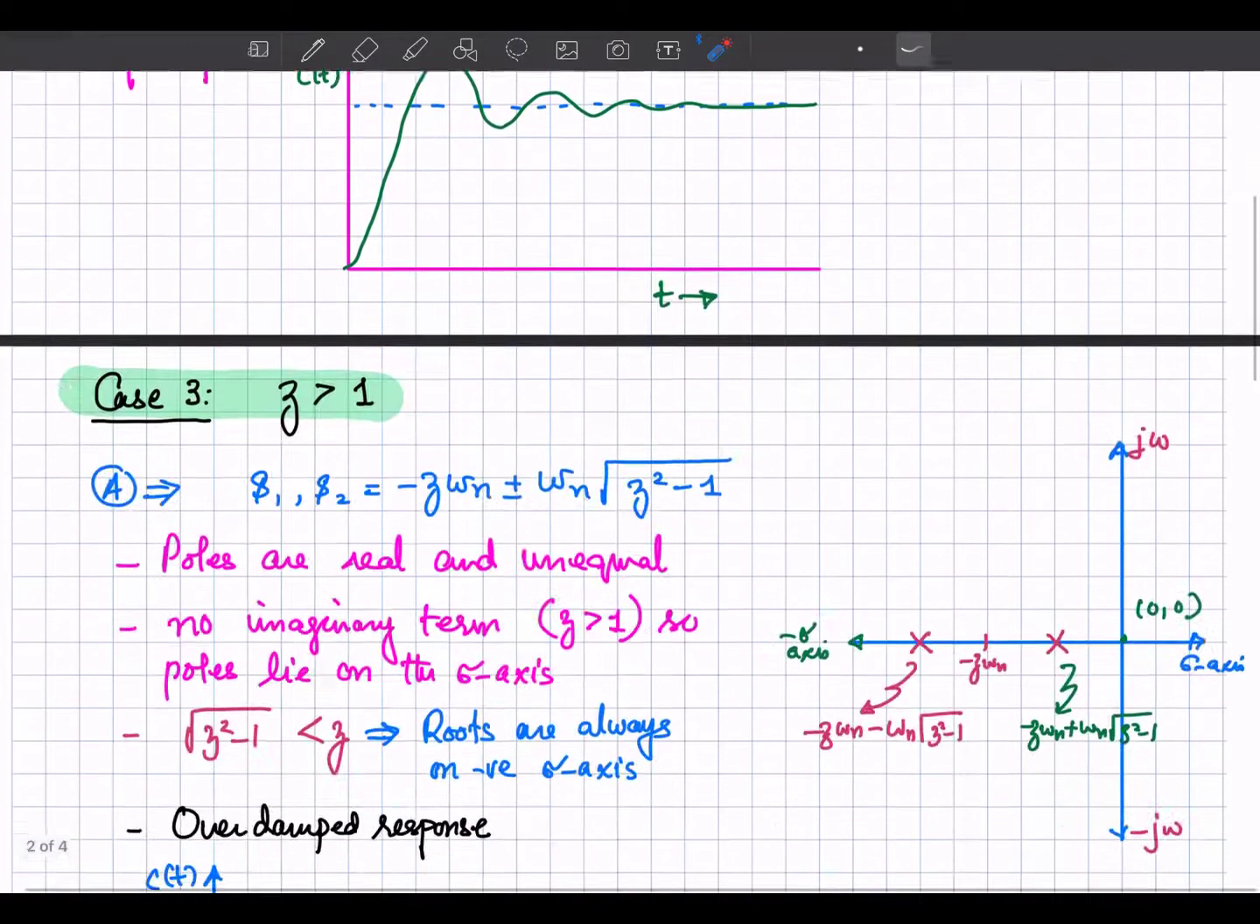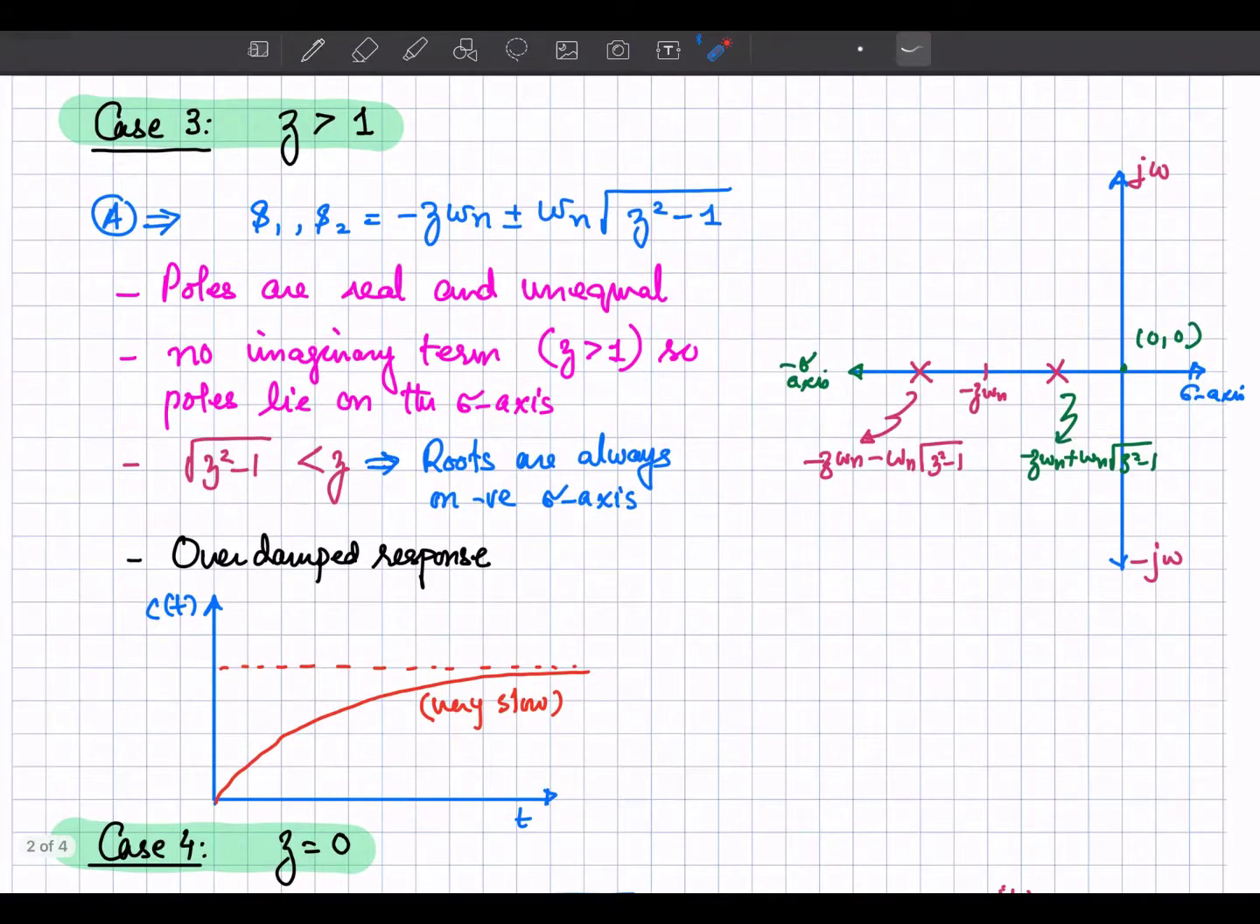Now let's consider the third case in which zeta is greater than 1. That is the damping factor, damping ratio. So zeta, if it is greater than 1, what about this factor? This will be positive, so this will be a real number. Real number added with a real number will give you a real number. So poles are real, but those are unequal.